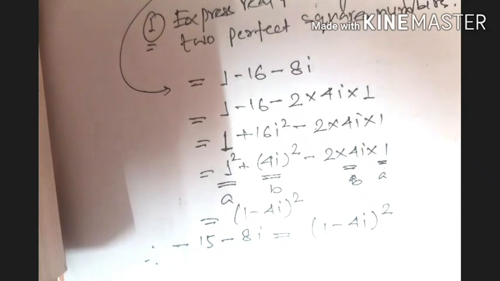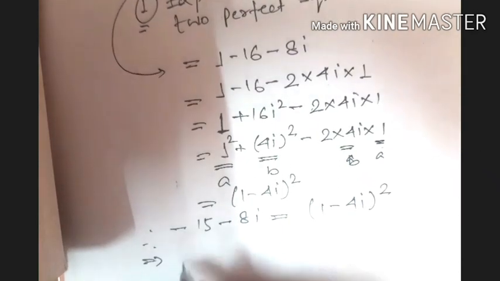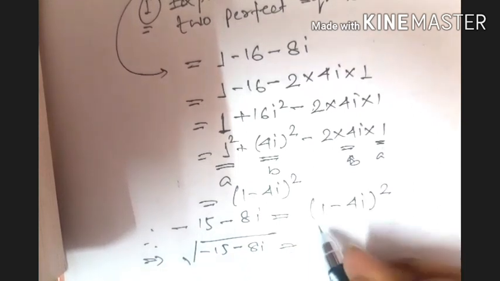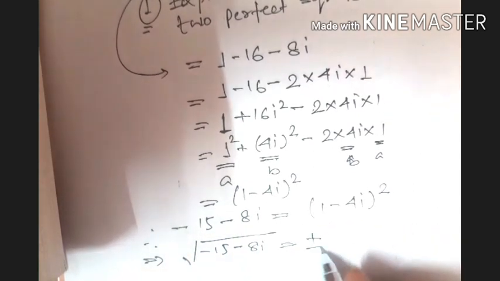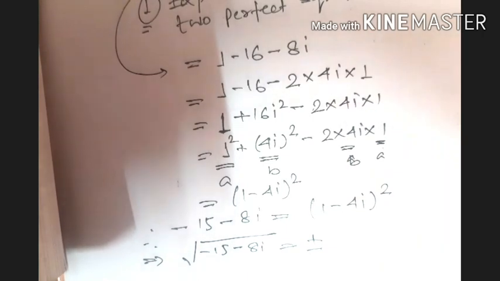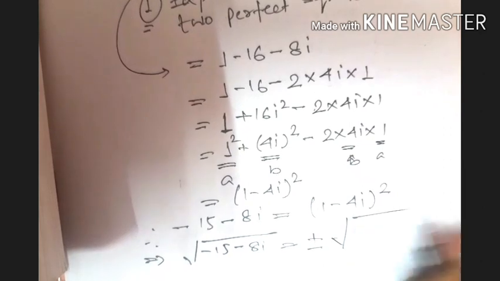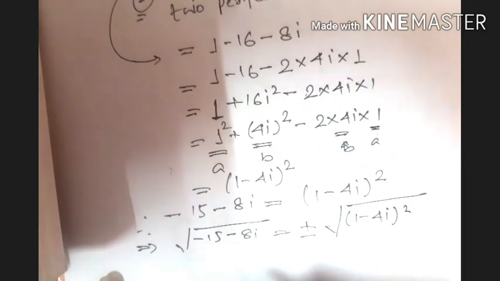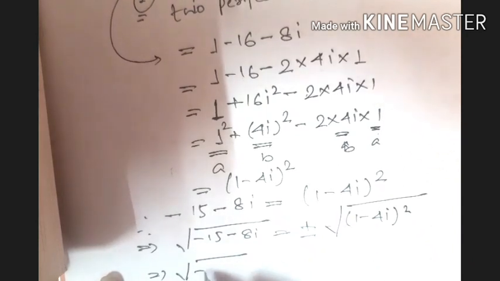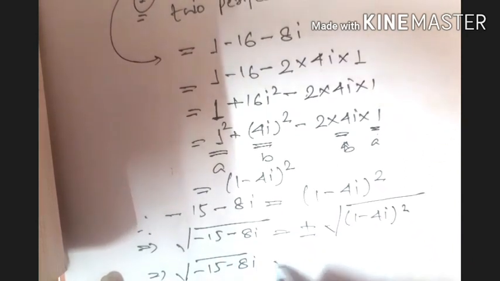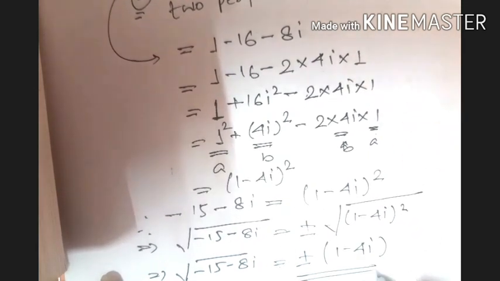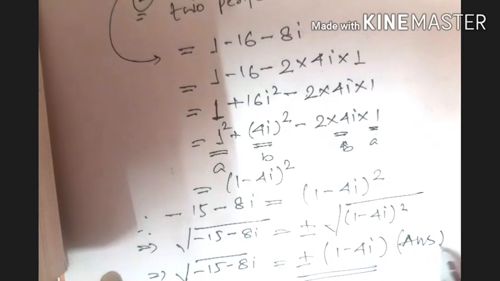Now you want to find the square root, so you have to take the square root on both sides. So minus 15 minus 8i square root is equal to, as we have taken the square root, here there will be a plus minus sign. That means plus minus root over 1 minus 4i whole square. So finally we can write the square root of minus 15 minus 8i is equal to plus minus 1 minus 4i. This is our answer.